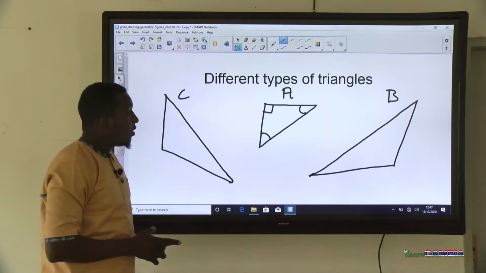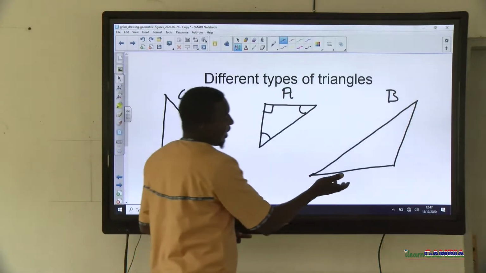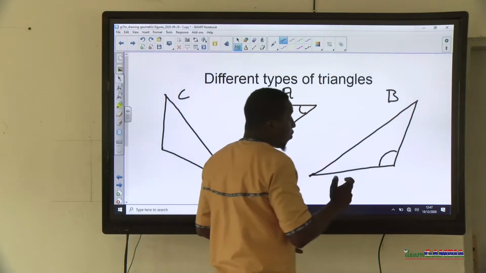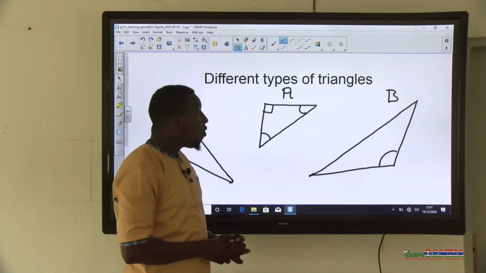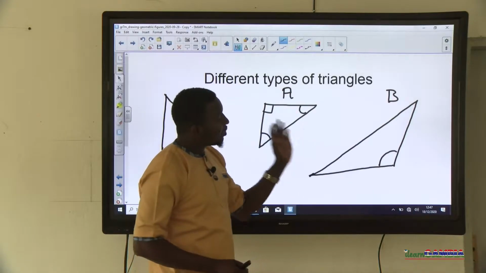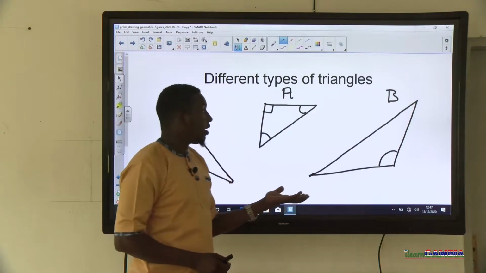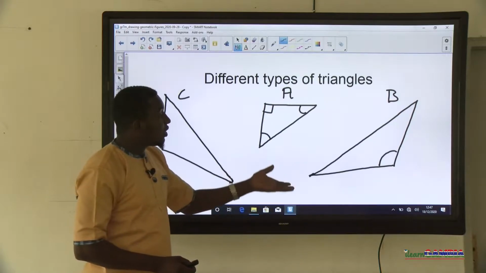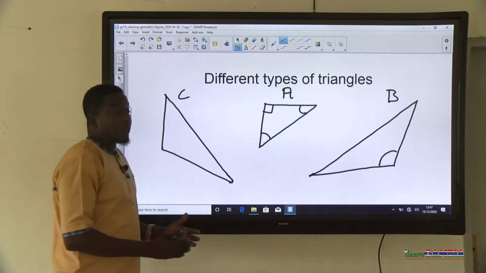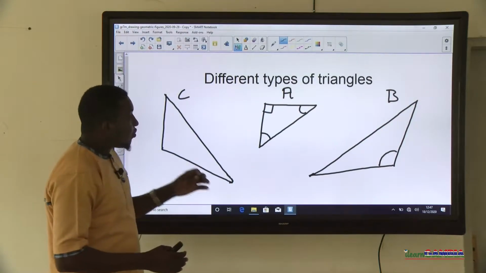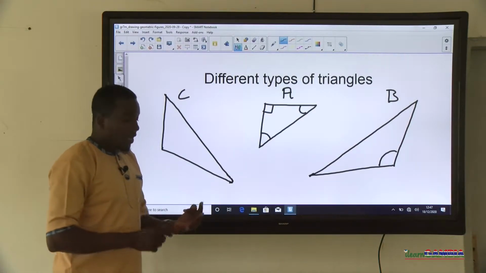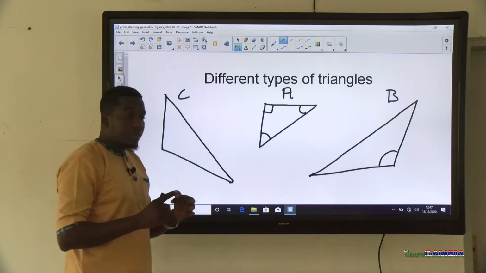We don't know the value of the other angles, but we know that one of the angles is equal to 90 degrees. Now, when we compare that to the second triangle, you realize that maybe we have another angle more than 100 degrees, or more than 90 degrees. So you will see there is a huge difference when it comes to the angles of the triangles. Based on that, we will categorize these triangles based on the properties that they possess.